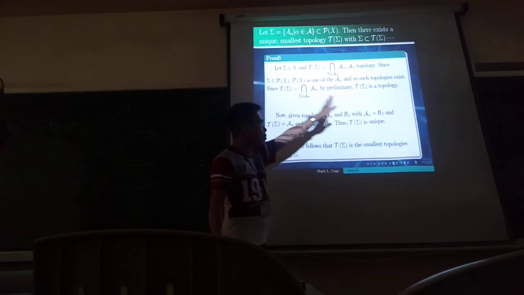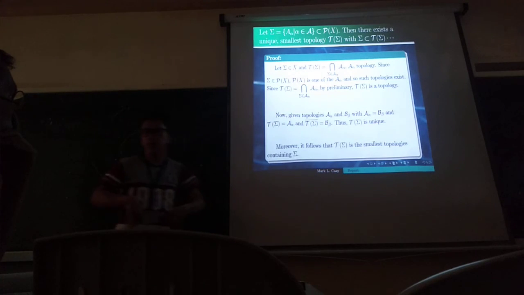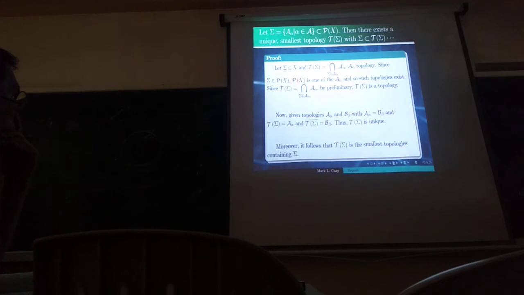Transitivity lang. Let's assume these are equal, then they're unique. Okay, moreover, it follows that T of sigma is the smallest topology containing sigma. Because, again, ito yung question, na it's the intersection. If we show the smallest set, we'll get the intersection. Yes.